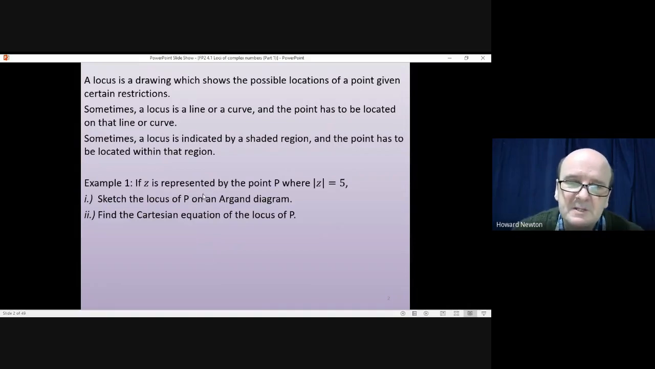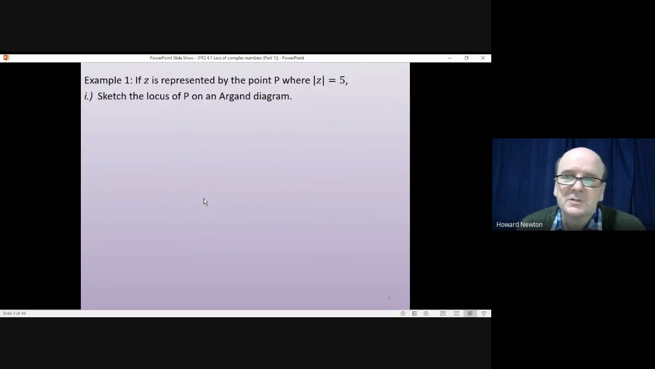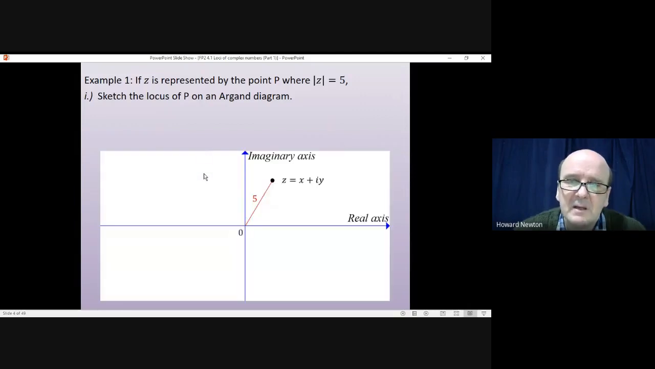Okay, let's have a look at this together. So we've got the modulus of Z is 5, and we're asked to sketch the locus of where a point could be under that restriction. Now, what does that mean if the modulus of Z is 5? It means that the distance from the origin to Z has to be 5. But Z could be anywhere you like, as long as the distance from the origin to it is 5.